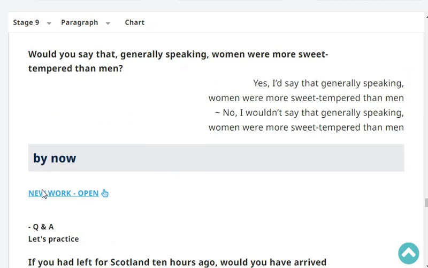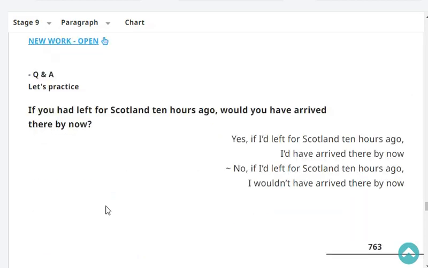Very good. Would you say that generally speaking, women were more sweet tempered than men? Yes or no? No, I wouldn't say that generally speaking, women were more sweet tempered than men.